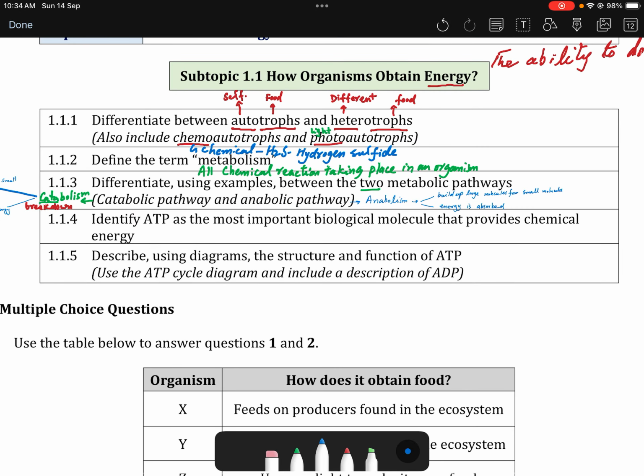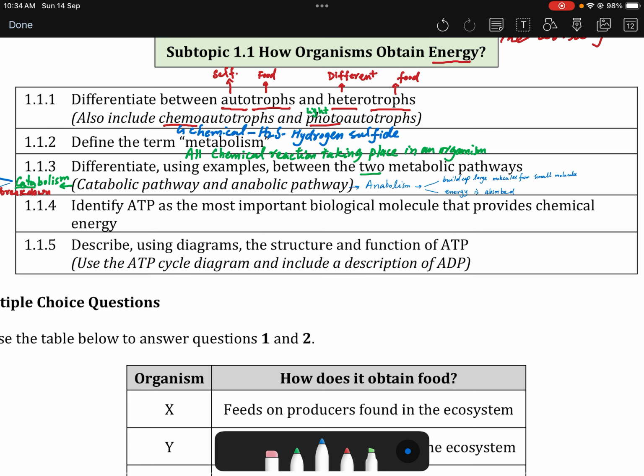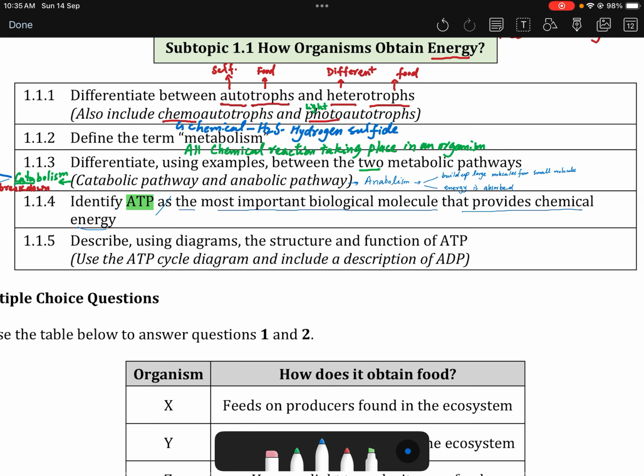Now moving to the next KPI, identify ATP as the most important biological molecule that provides chemical energy. Here the most important thing is that we should learn ATP. So what is ATP? We say that it is the most important biological molecule that provides chemical energy for the body. In simple words, it is the energy currency of the body. So our body uses it as the energy currency.